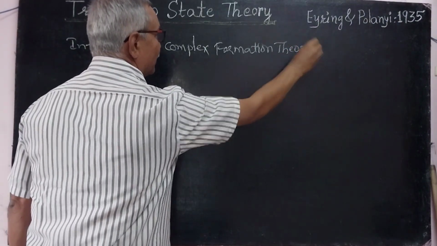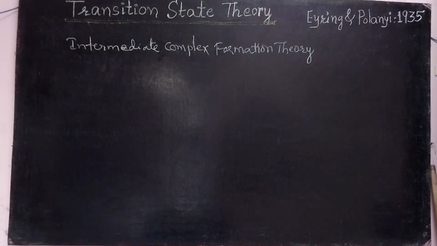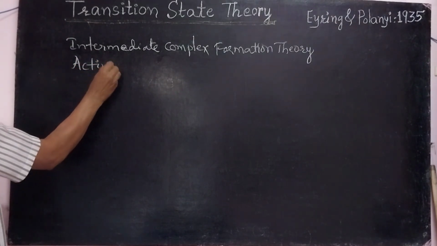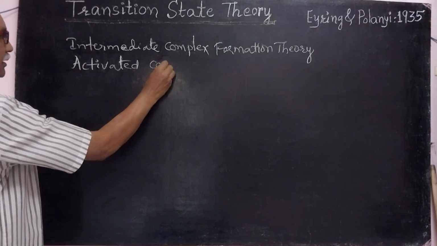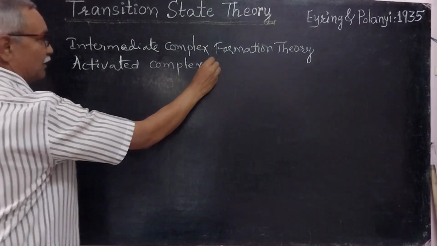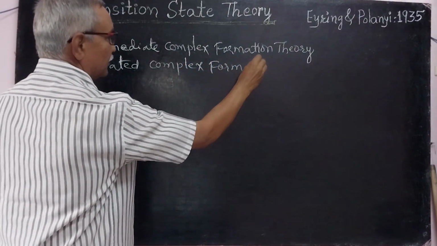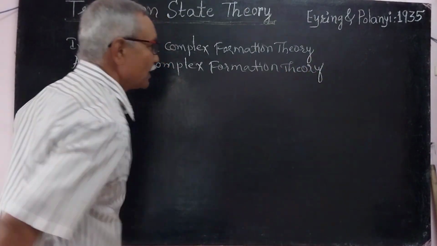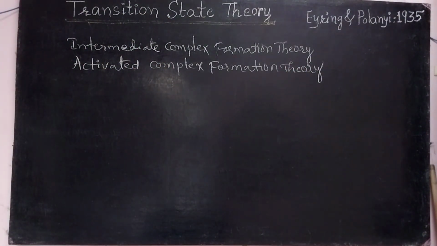Another name for this theory is intermediate complex formation theory, or it is also known as the activated complex formation theory. Means the transition state theory is also known as the intermediate complex formation theory or activated complex formation theory.